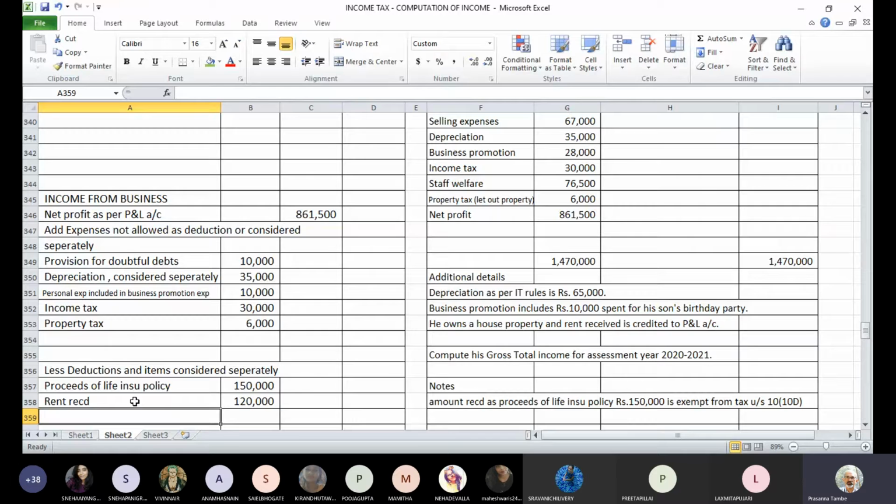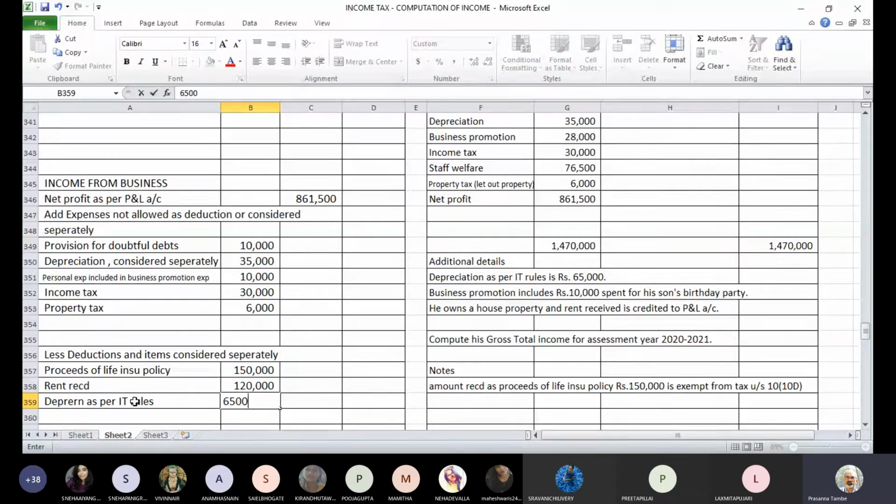So additional information says depreciation as per IT rules. We have to claim this. If you recall, we have added back 35,000 and as per provisions of law, actual depreciation is 65. So we are going to claim a deduction for that. Depreciation as per IT rules is 65,000. So this adjustment is taken care of. Business promotion also we have taken care of.